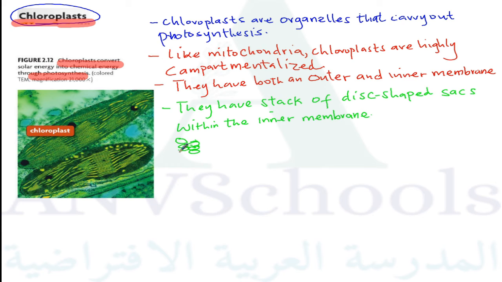These sacs called thylakoids contain chlorophyll. Chlorophyll is a pigment that absorbs light, which is responsible for carrying out the process of photosynthesis.